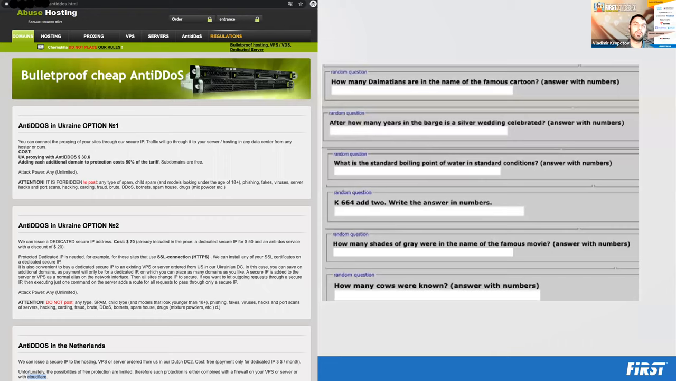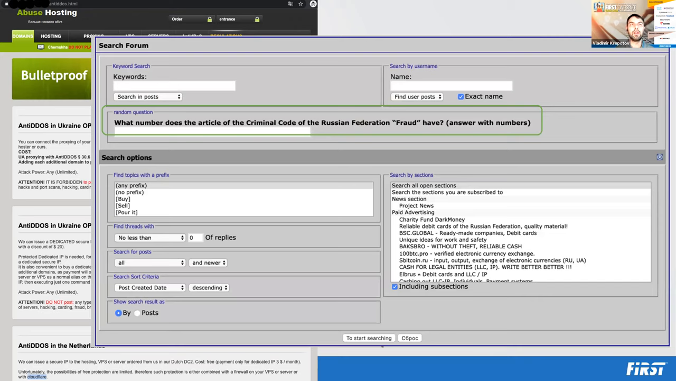But if you look into the last question, how many codes are known, and the original question, which was translated like how many codes are known in the well-known song, non-native speakers are unable to reply to these kinds of questions. Or this kind of question, like what is the article of the Russian criminal code related to fraud? So infrastructure protection services are a part of underground hosting services, and it's barely mentioned by journalists somehow.